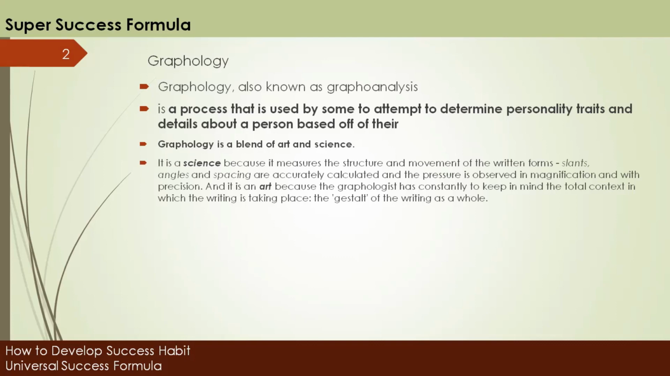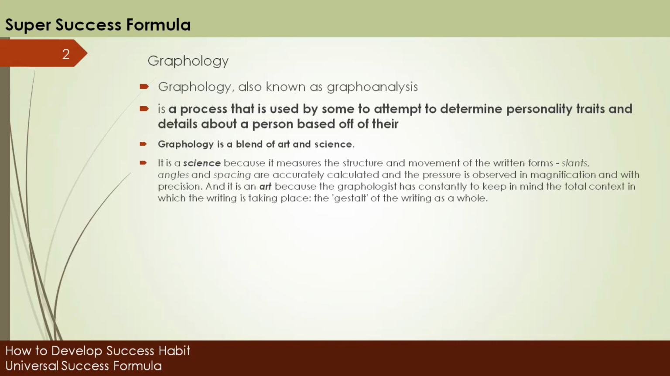It is a science because it measures the structure and movement of the written form, slant, angle and spacing, which are accurately calculated, and the pressure is also observed under magnification and with precision. And it is an art because the graphologist has to constantly keep in mind the total context in which the writing took place.